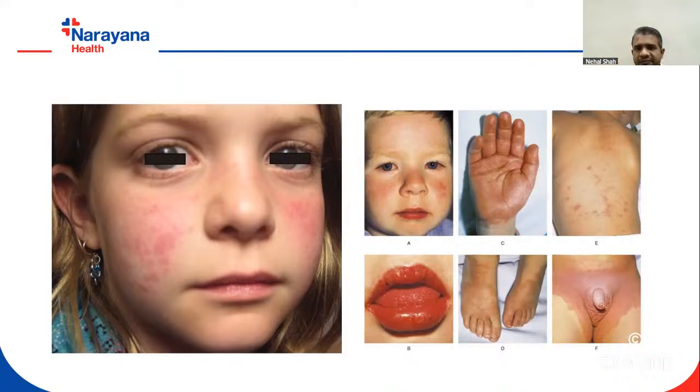Then on the left-hand side, what you can see right now are the manifestations of Kawasaki disease. You can see some rash on the face. You can see the conjunctival congestion. You can see cracked lips. You can see strawberry tongue. You can see little puffed up hands, which happens after maybe the first week, and then slowly the desquamation also starts. Then on your legs, you can see a rash which is commonly maculopapular in case of Kawasaki disease.